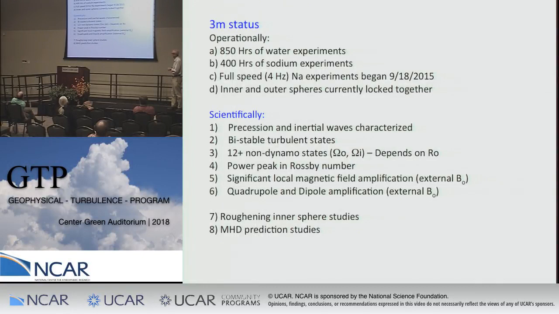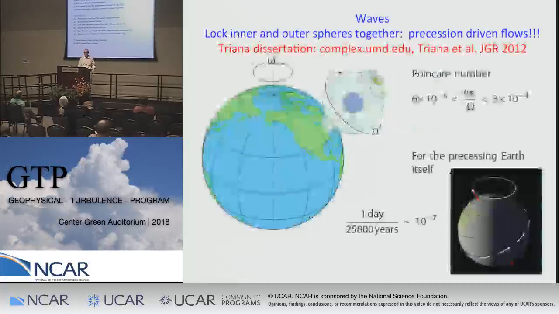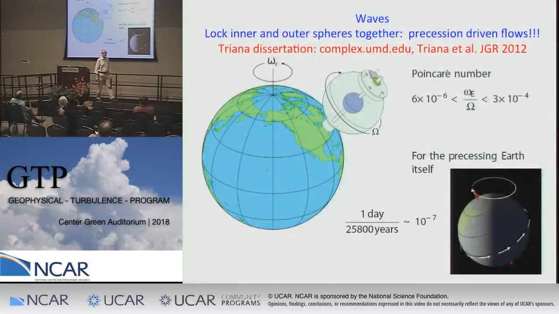So we're really focusing right now on designing and implementing a roughened inner sphere based on the Fink saga, and also prediction studies of how we take experimental data and test our ability to predict magnetic field variation at 90 million Reynolds numbers. So the first thing I want to tell you about are the precessional observations we did.